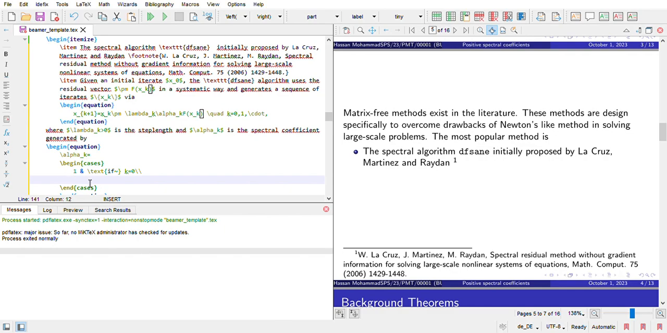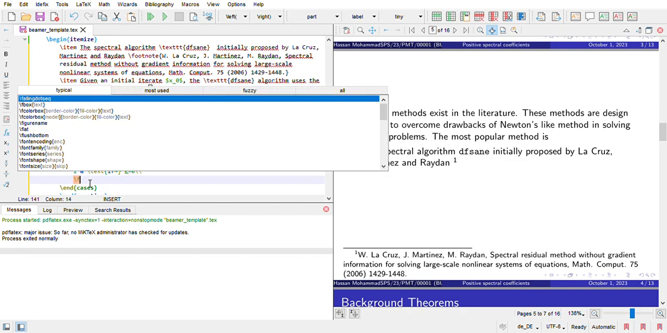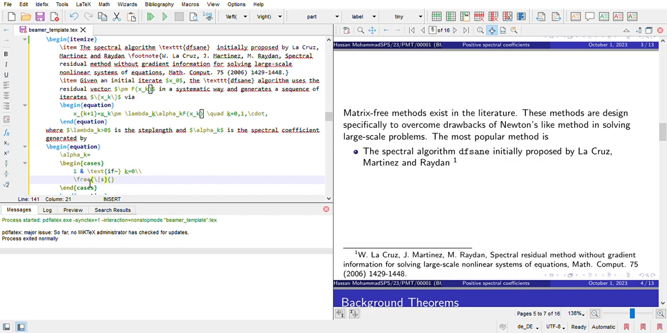Norm of x_k, and in the numerator we have the norm of x_{k-1} minus s_{k-1}, s_{k-1}, over the norm of s_{k-1} squared, so that's a power of 2 there.